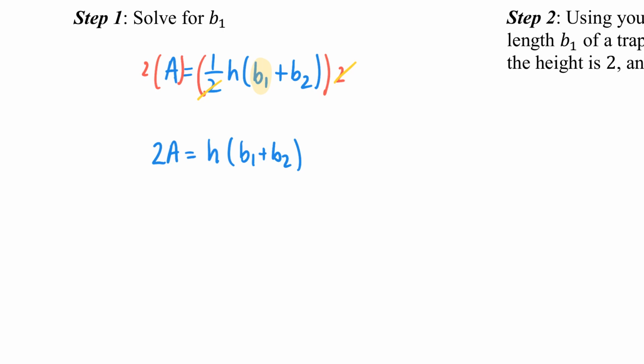And now the question is, we don't want to subtract B2 yet because it's being multiplied by H. How do we get rid of H here? If H is multiplying this expression, the way to get rid of H is to divide by H. So we're going to divide by H on both sides. When you divide by H on both sides, those two cancel each other out. You're left with 2 times the area divided by the height is equal to B1 plus B2.